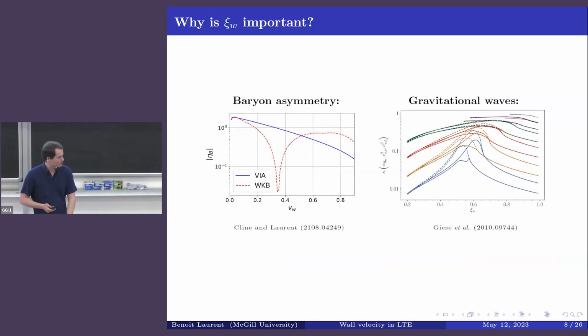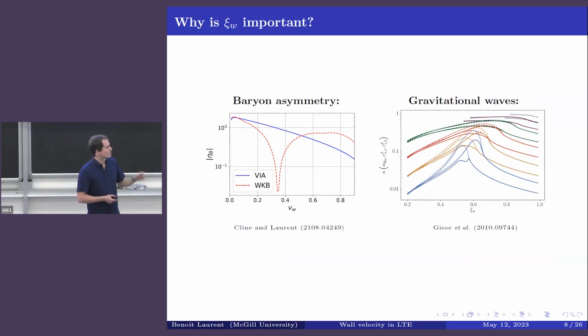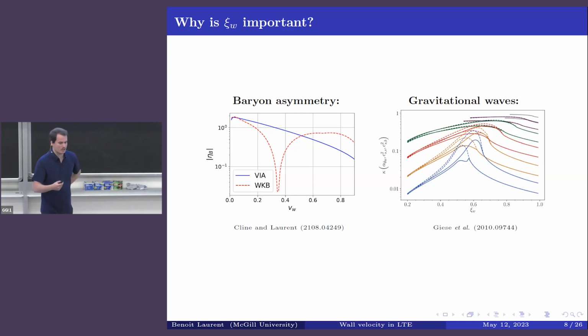So now I will talk a bit about how we can compute the wall velocity. And just before I do that, why is it important actually to know the wall velocity? This is related to the two signals that we can produce. We see that in both cases for the baryon asymmetry produced, it depends quite sensitively on the wall velocity. So this is the baryon asymmetry that we produce as a fraction of the observed one. And this is using two different methods to compute the final asymmetry.